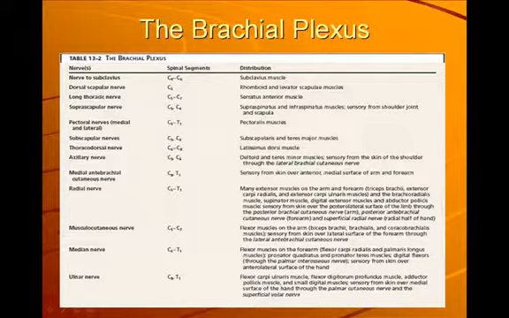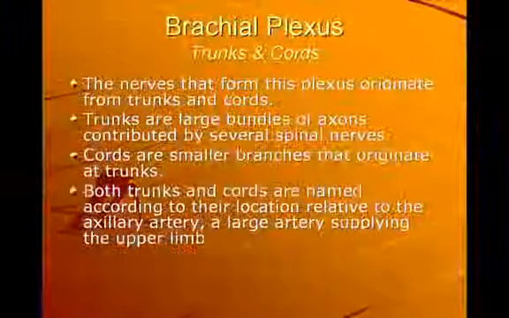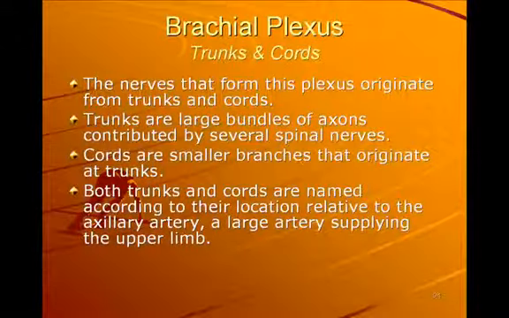So review this table. The brachial plexus, and as I alluded to in the illustration, the nerves that form the plexus originate from trunks and or cords. Trunks are large bundles of axons contributed by several spinal nerves. Cords are smaller branches that originate at the trunks. Both trunks and cords are named according to the location relative to the axillary artery, a large artery supplying the upper limb.